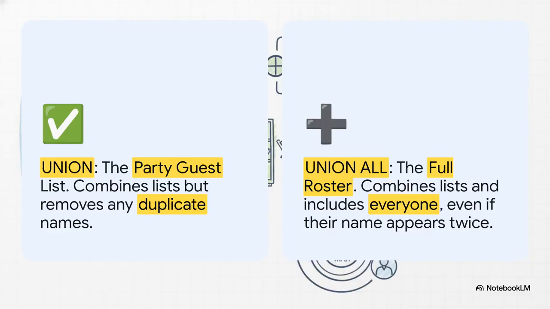I love this analogy. Union is like making the final guest list for a party. You take your list of school friends and your list of work friends and you combine them, but you cross off any duplicate names, right? Union All is the full roster. It just combines both lists, and if someone's name is on there twice, so be it. And because it doesn't bother checking for duplicates, Union All is actually a lot faster.